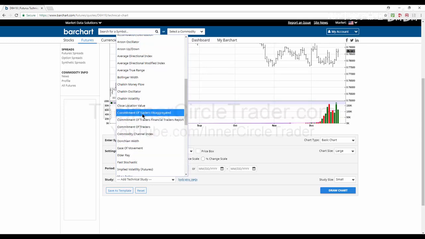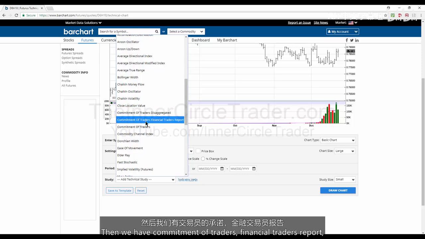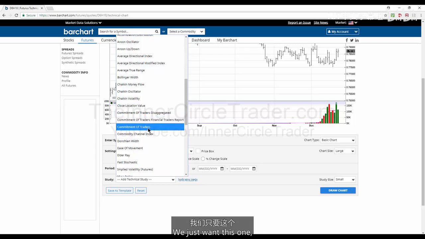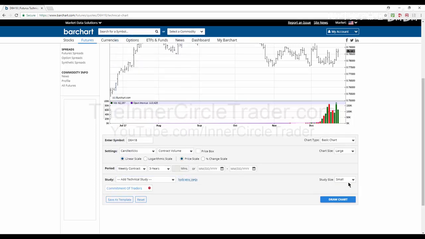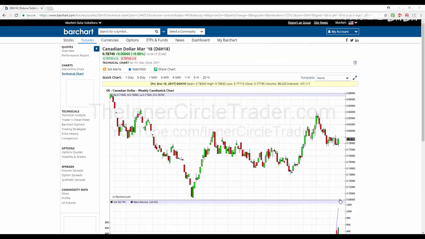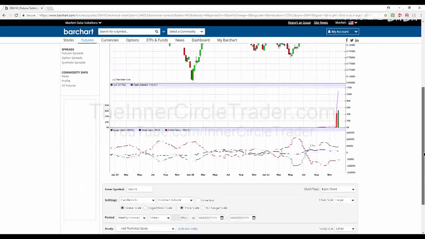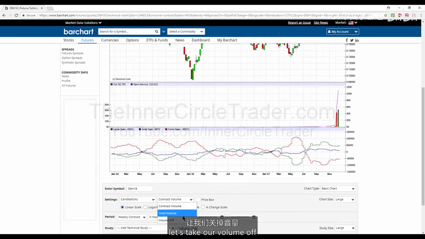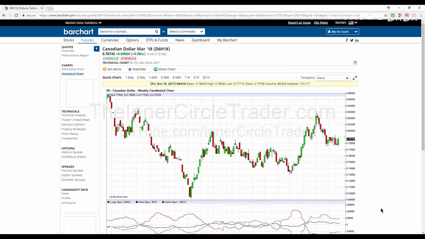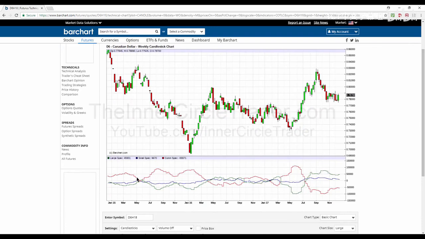Now there's several here. There's Commitment of Traders disaggregated. Then we have the Commitment of Traders Financial Traders Report. Then Commitment of Traders. We just want this one. Okay. Click on that. And we want to maximize that to large. And we're going to click on Draw Chart. And it'll pop up here. And again, let's take our volume off and redraw that. That way we have our chart with the Commitment of Traders report plotted.